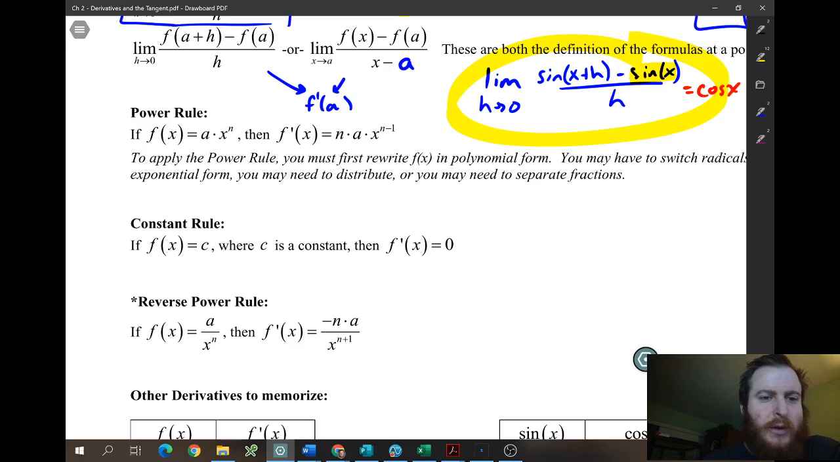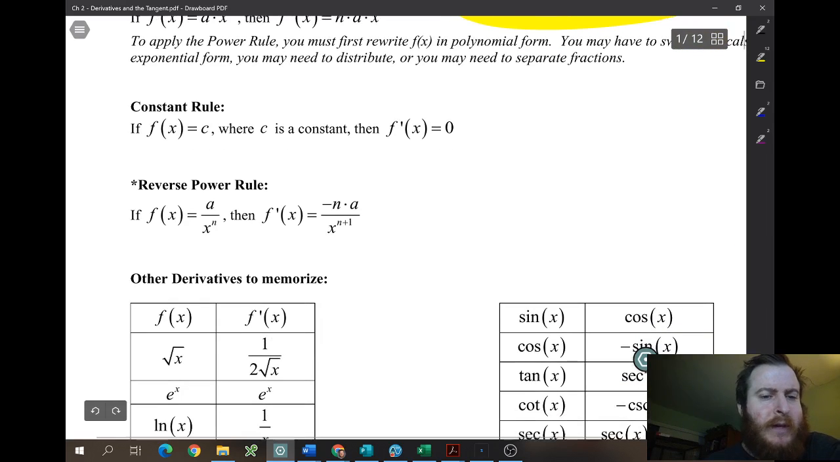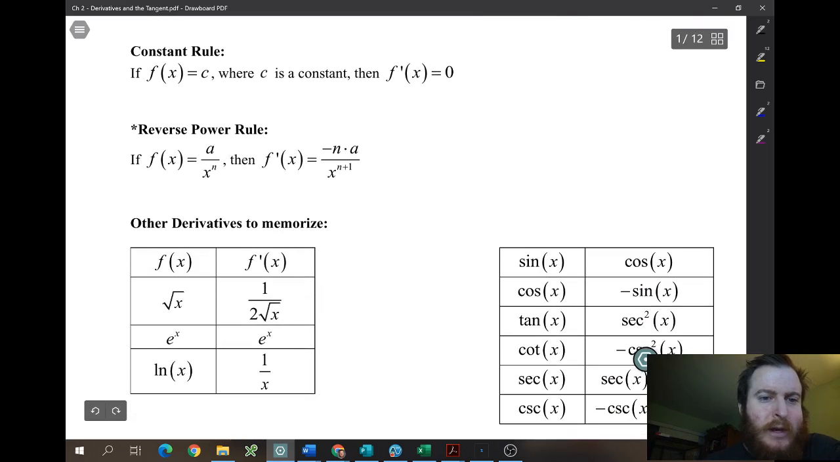Next is our power rule. This is pretty obvious. I don't think I really need to review this, right? Taking the derivative by taking the exponent, multiplying it down, and subtracting 1. Same with our constant rule. The derivative of any constant just goes to 0. And then we have the reverse power rule. This technically doesn't appear in any textbook, but it's something that I like to use.